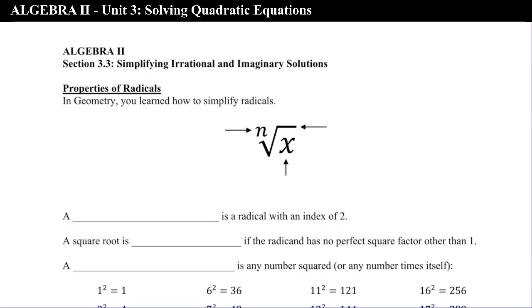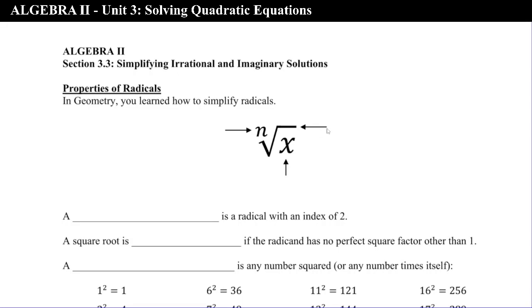So we're going to start off by talking a little bit about review here. Back in geometry and even back in Algebra 1, you learned a little bit about the properties of radicals. So let's start off by talking about what the parts of a radical statement are. Well, first of all, the radical itself is this symbol.